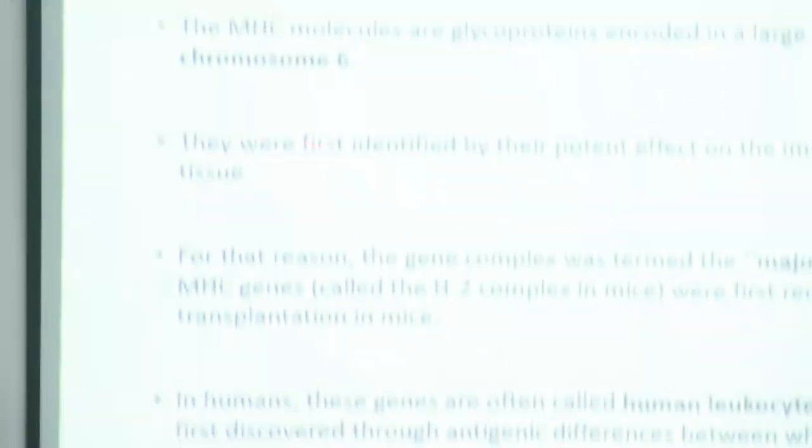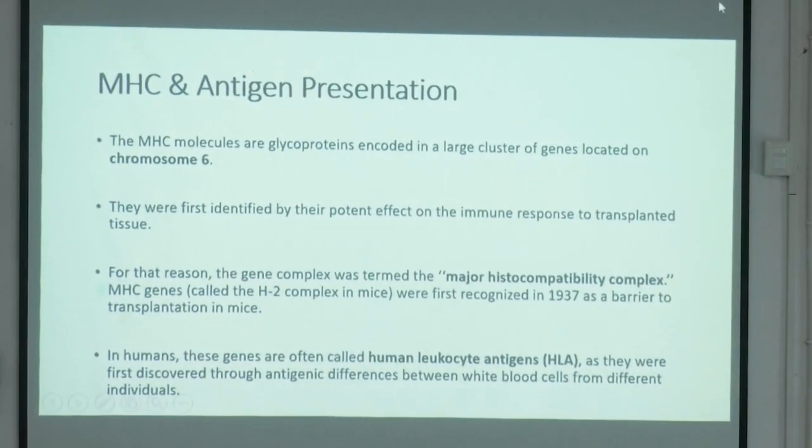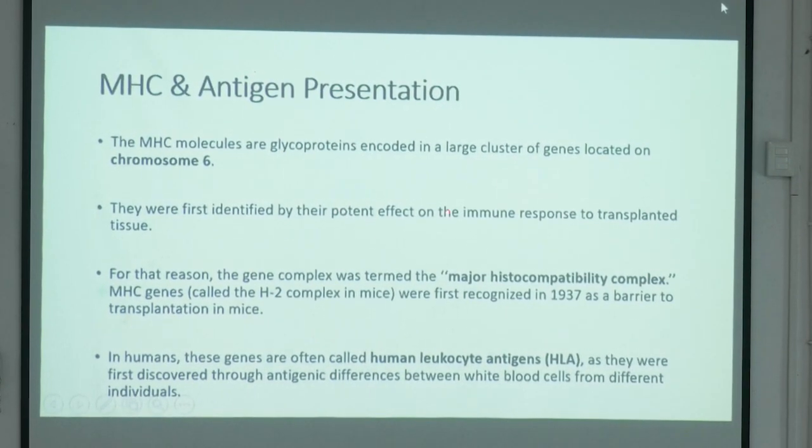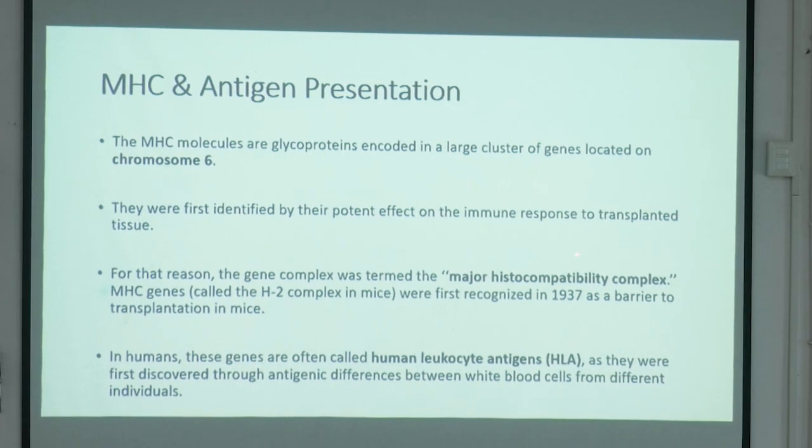These are present on chromosome number 6. They were first identified by their potent effect on immune response to transplanted tissue. Hence, they were named major histocompatibility complex or MHC. The human counterpart is known as the human leukocyte antigen. It is present on human chromosome number 6. So, if you are asked what is the main important role, your answer would be HLA, present on chromosome number 6.